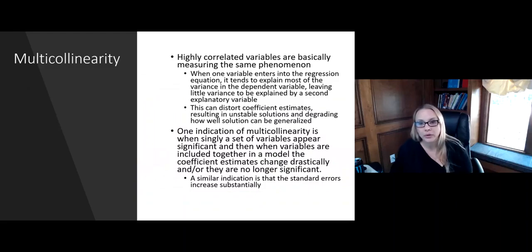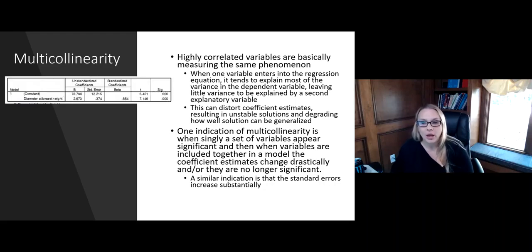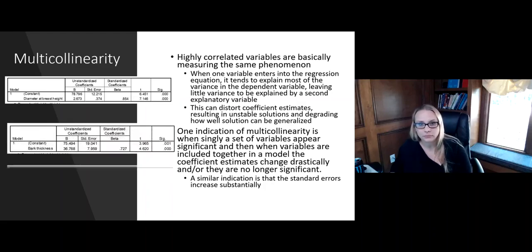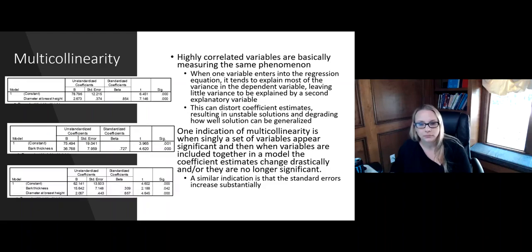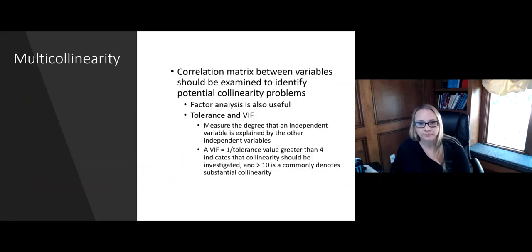Then you run your regression model with each of your independent variables independently, and then you put them together to assess how your overall model does. Here, model 1 just has our diameter at breast height. We have a second model that's just using bark thickness as a predictor. And our final model has both bark thickness and diameter as our predictor variables. Then you can compare those different models.